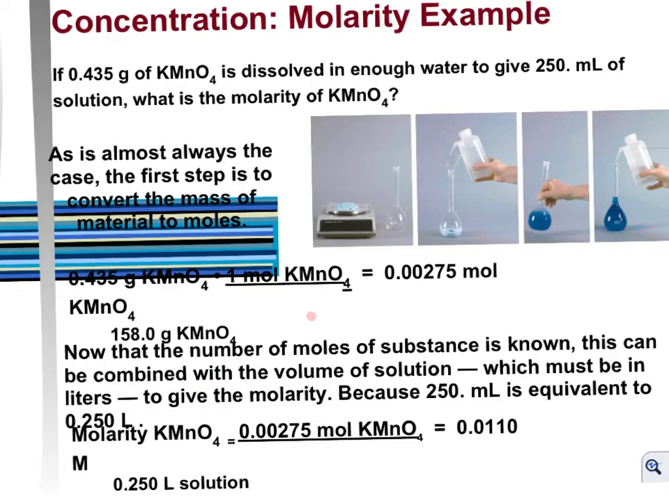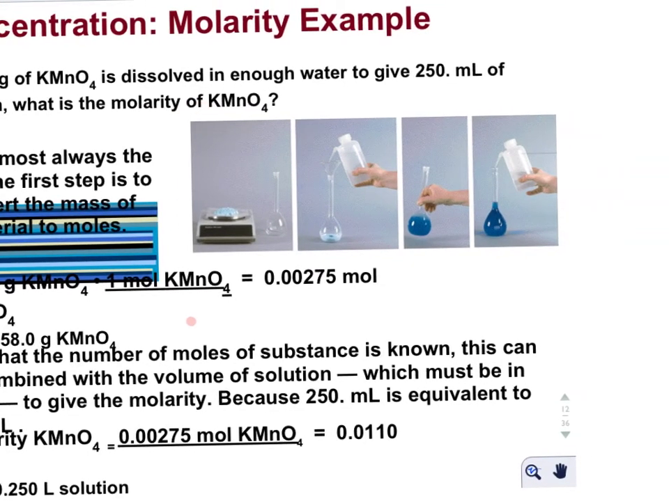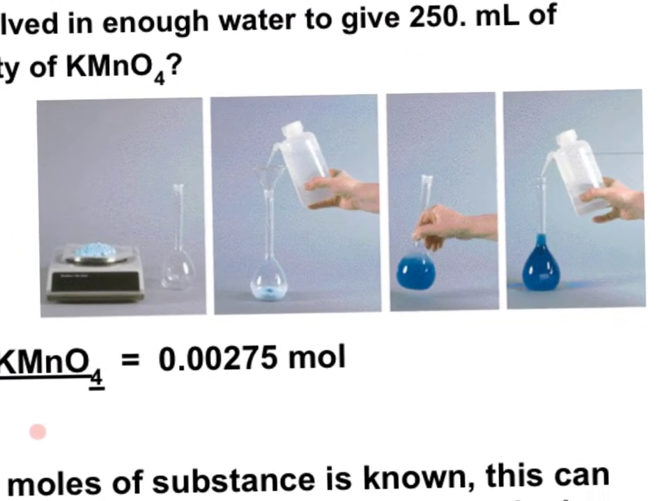Okay, here's a more detailed example of molarity. Let's say I have 0.435 grams of KMnO4, that's potassium permanganate. Don't get that on your skin, it's hard to get out. Let's say you dissolve that in enough water to give 250 milliliters of your solution. What is the molarity of potassium permanganate? Here's a pictorial example of what's actually happening.